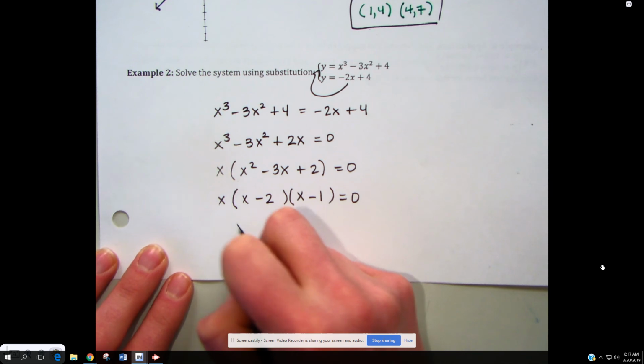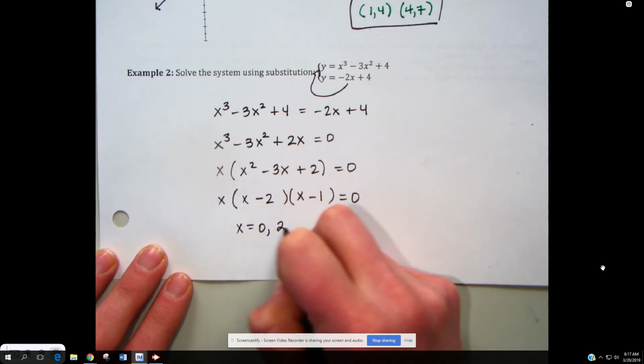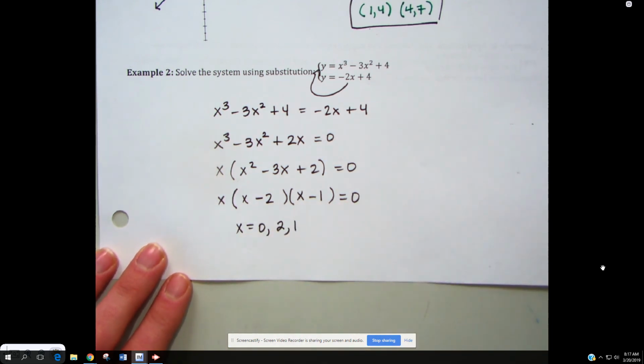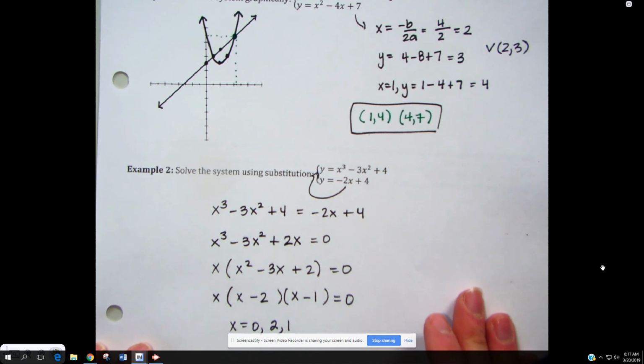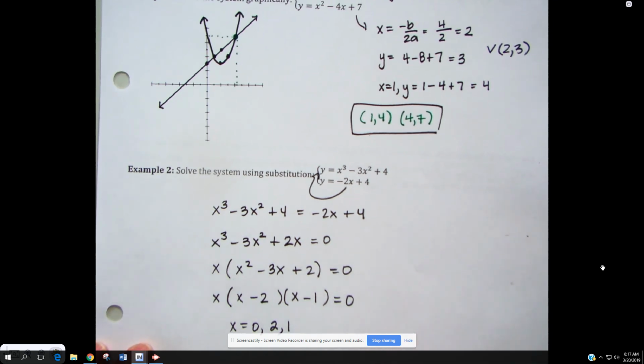So what are we going to have? X equals 0, 2, and 1. That alone is not my solution, right? I need to go back and I need to find the coordinates. When we're talking about solving systems, we are talking about finding points of intersection. The biggest difference between just solving linear functions and solving functions that are nonlinear is the fact that you are very likely to end up with multiple solutions, right?